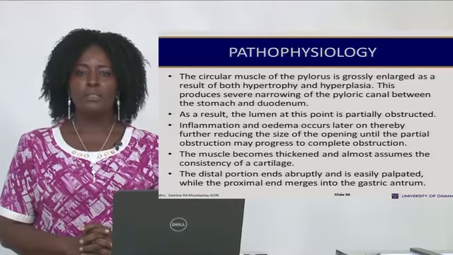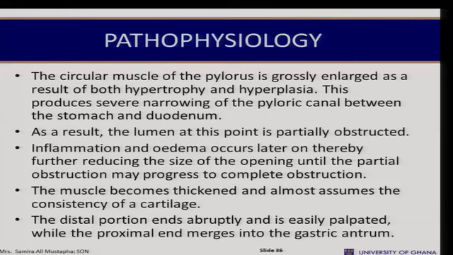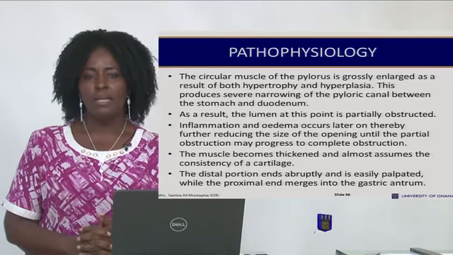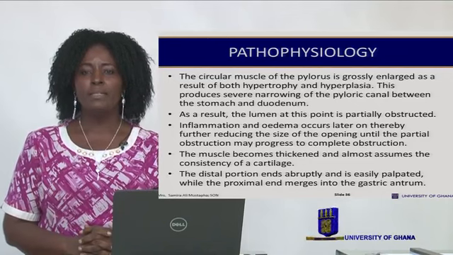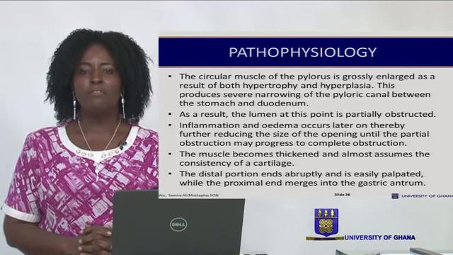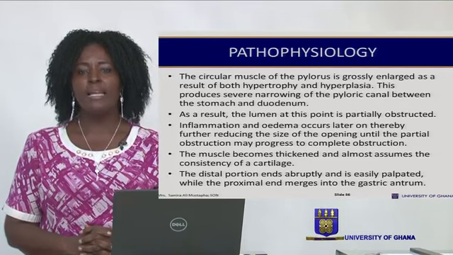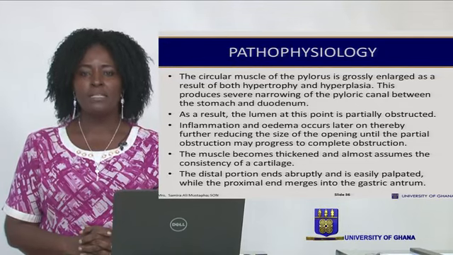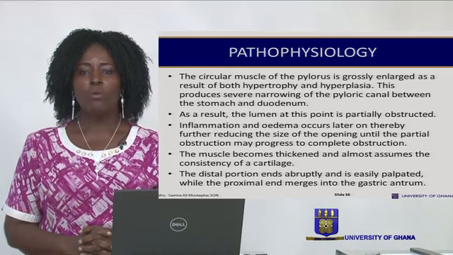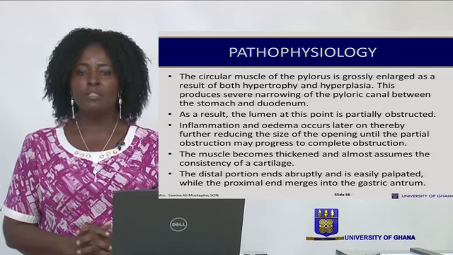So the pathophysiology: we see that the circular muscles of the pylorus are grossly enlarged as a result of both hypertrophy and hyperplasia. This produces severe narrowing of the pyloric canal between the stomach and the duodenum. As a result, the lumen becomes obstructed, and inflammation and edema occur later. This further worsens the closure and also completes the obstruction.